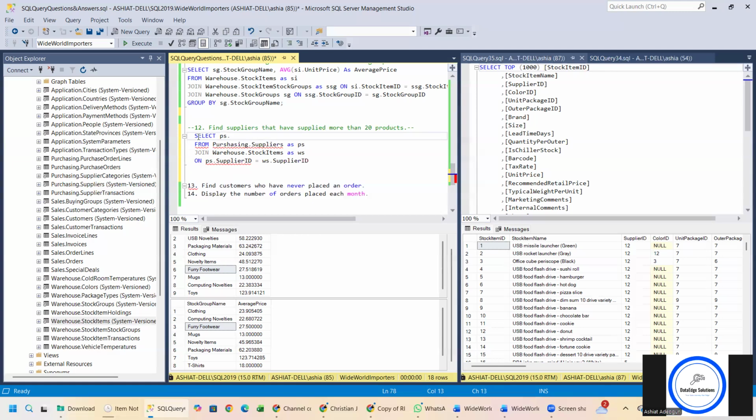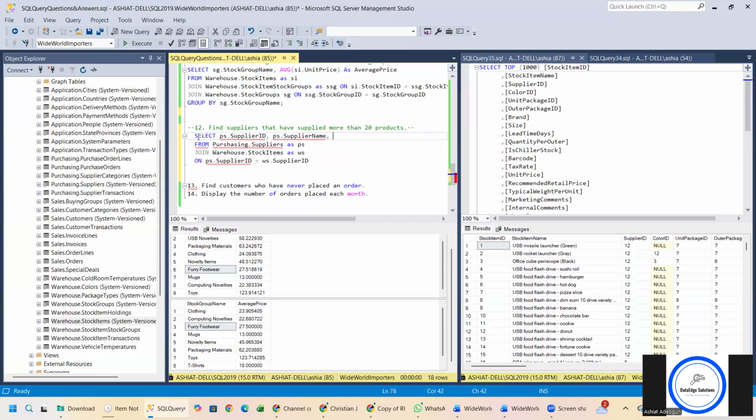We need supplier ID and supplier name, from supplier. Okay, wait, I want to find the supplier. We need supplier ID, comma, PS dot supplier name, comma, and WS dot.